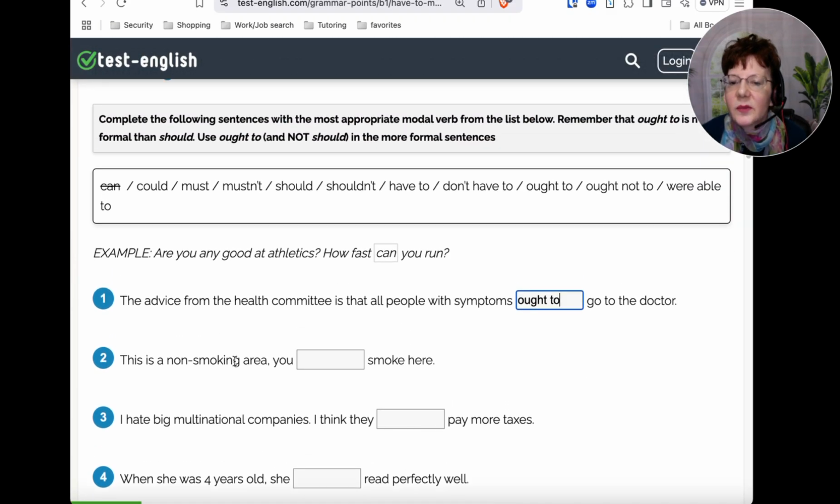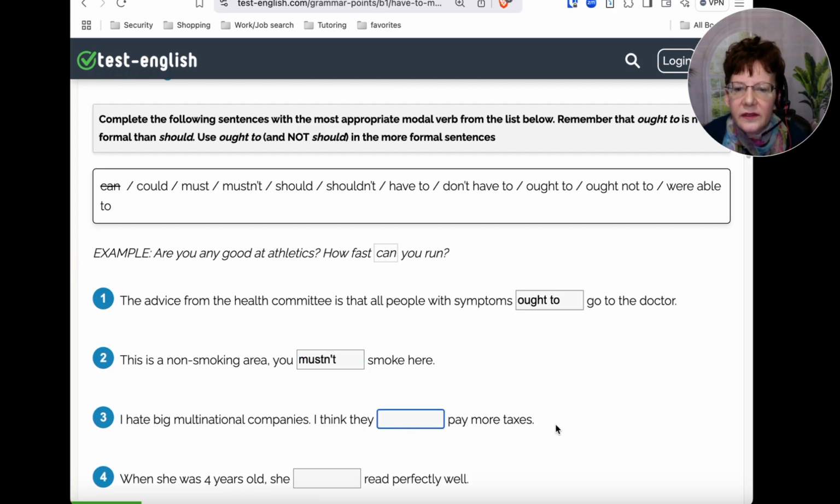Number 2: this is a non-smoking area. You can say can't or mustn't, so you can do either one. Let's say mustn't smoke here. Number 3: I hate big multinational companies. I think they pay more taxes.